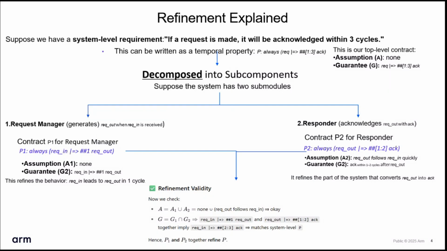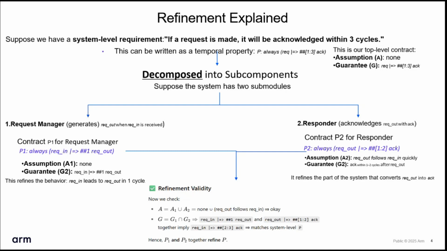So the refinement, as I said, boils down to the concept of decomposition. And how do we decompose? I have tried to give a brief demonstration of that. Let us say we have a system level behavior which says that if any request is made, it will be acknowledged in 3 cycles. Here we don't have any assumptions in this context, but we have guarantees that whenever there is a request, it should be granted within 1 to 3 cycles. Let us say this is decomposed into 2 arbitrary components: one is a request manager, and the other is a responder.